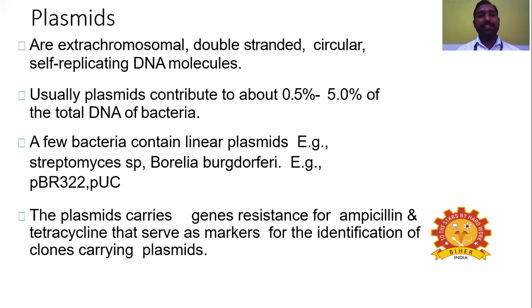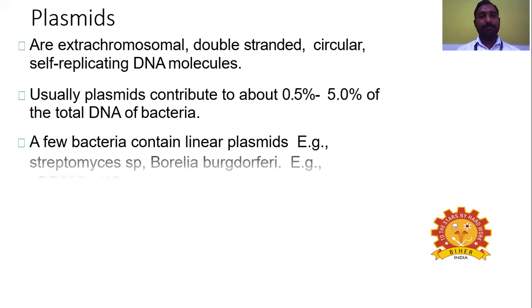A few bacteria have linear plasmids, and a few have circular plasmids. Examples include Streptomyces, and the plasmid could be pBR322 or pUC18. These plasmids carry genes for resistance to ampicillin and tetracycline, which serve as markers for the identification of clones carrying plasmids.